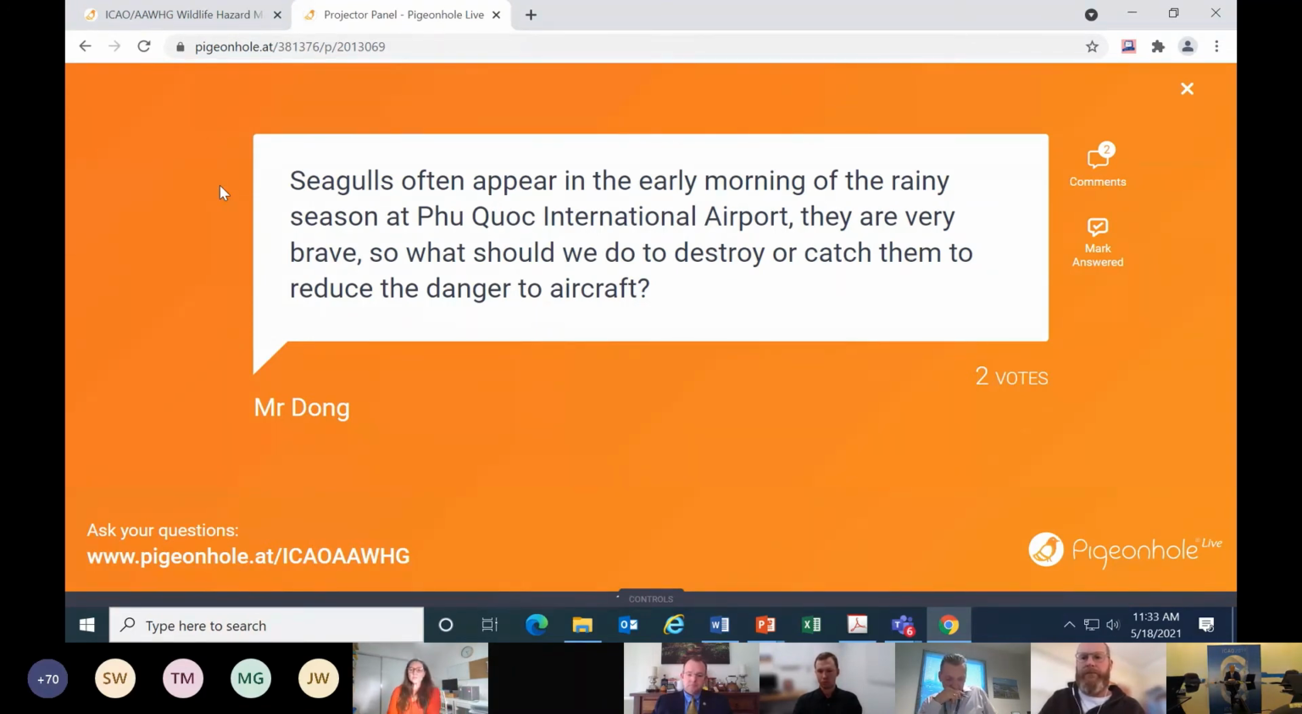We wouldn't necessarily recommend catching and culling gulls as a standalone option. Certainly, removing birds from a population can be effective, but you need to supplement that with managing their resources, managing their food, and applying that regular persistent dispersal on the airfield.